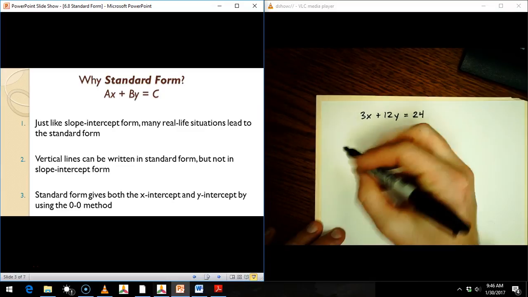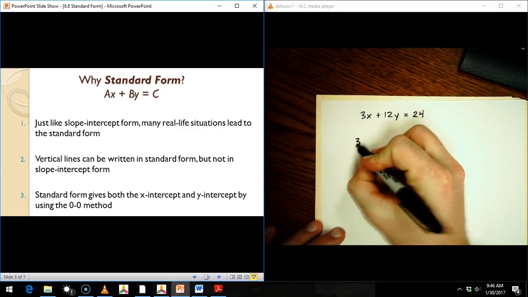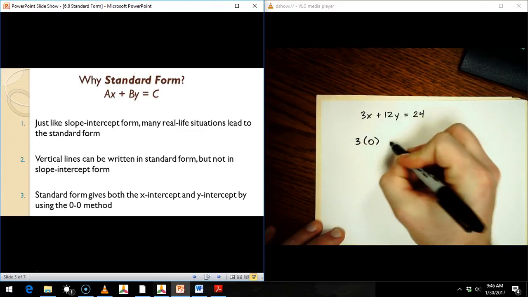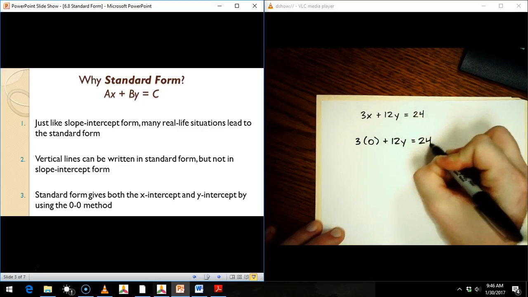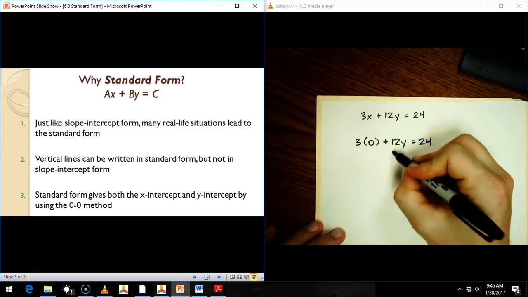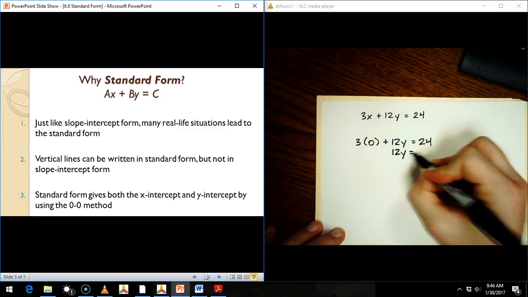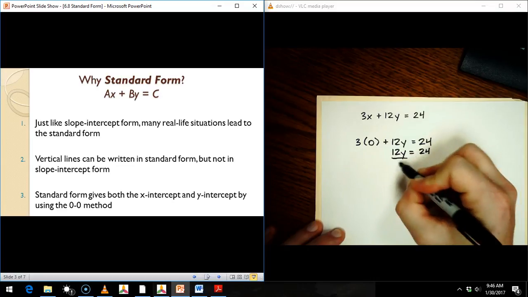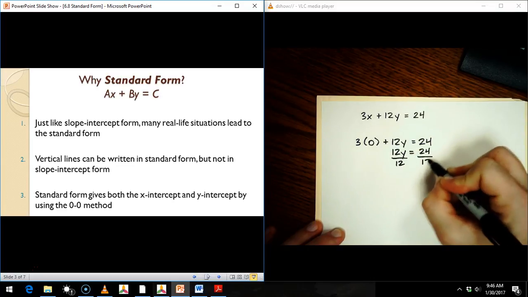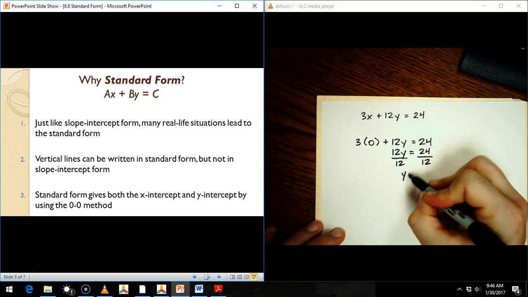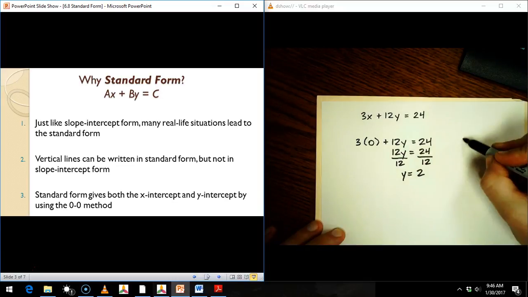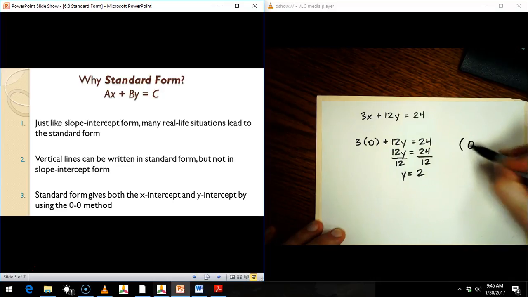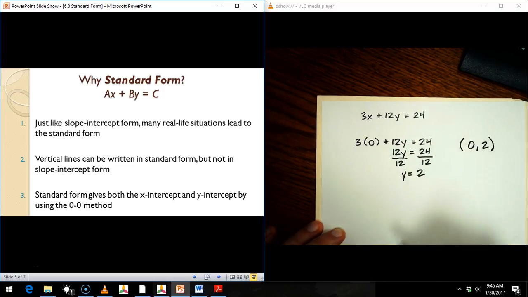So if I do that, it looks like this. 3 times 0 plus 12y equals 24. So I'm left with 12y equals 24. Divide by 12, and y equals 2. So I know that one of my points is 0, 2.